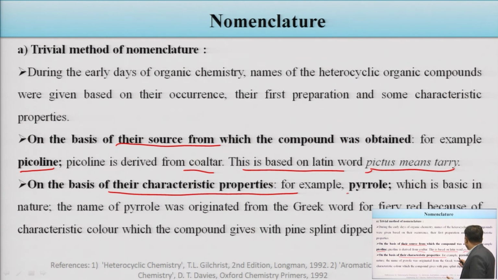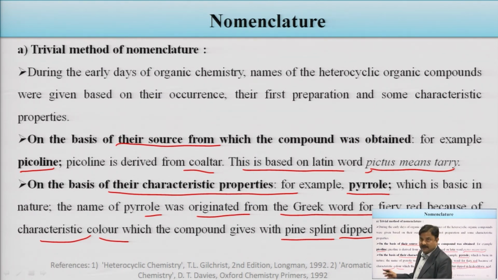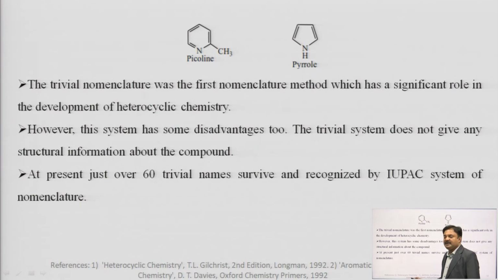When I am calling pyrrole, which is basic in nature, the name of pyrrole originated from the Greek word for fiery red, because of the characteristic red color which the compound gives with a pine splint dipped in hydrochloric acid. So, this is its characteristic. The trivial nomenclature was the first nomenclature method, which has played a significant role in the development of heterocyclic chemistry.